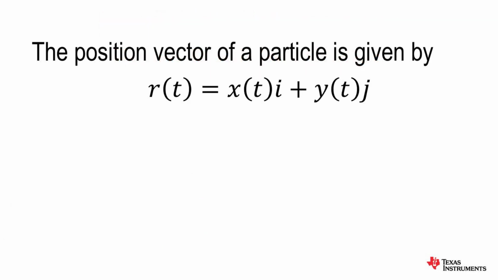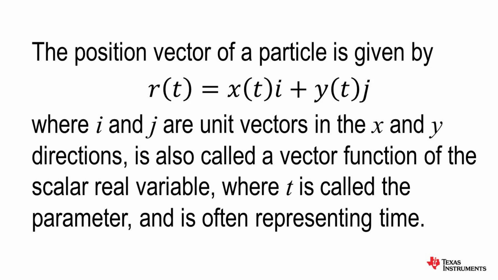In this video, we're going to look at position vectors. The position vector of a particle is given by r of t, which is x of t i plus y of t j, where i and j are unit vectors in the x and y directions. It's also called a vector function of the scalar real variable t. t is a parameter, often represented as time.